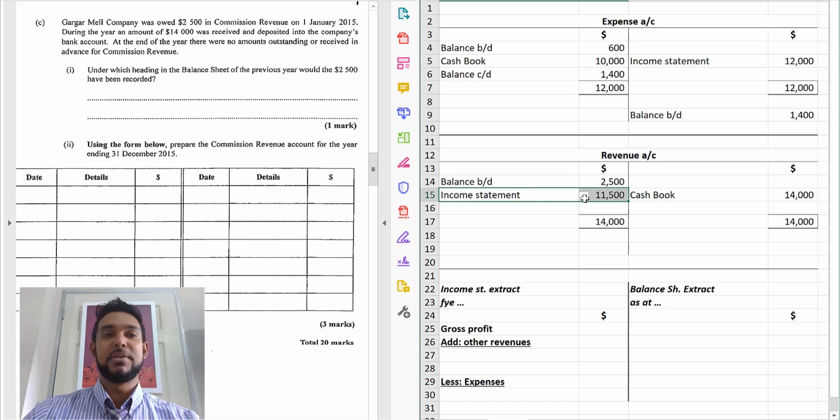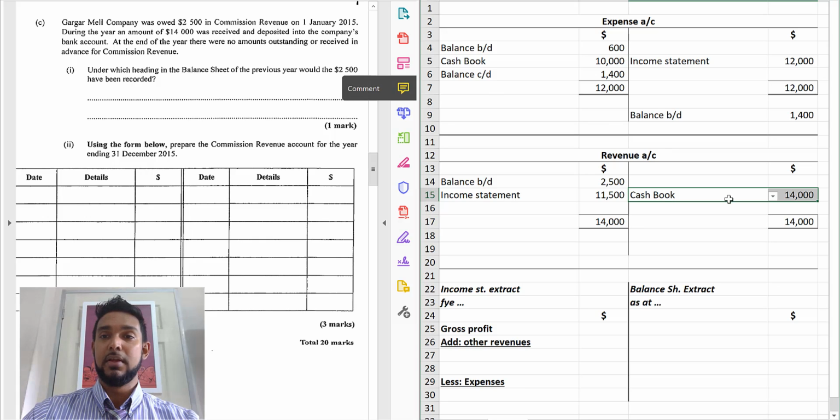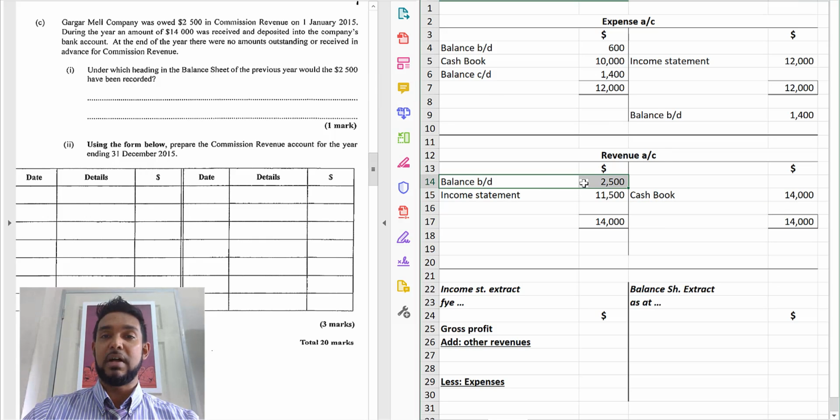11,500. Right, so let me just redo that analysis so you can't say I've left you with a bad explanation. We were owed 2,500 at start. We received a total of 14,000 and we have no balances outstanding at the end of the year. So this 14,000 cleared off whatever balance was owed at the start and whatever was owed for the current year. So if we take 2,500 from 14,000, we'll find out how much was owed for the current year, or how much we earned.